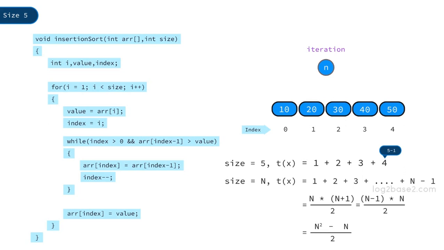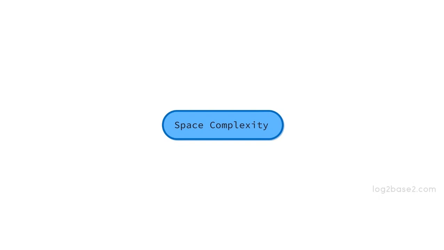Now how can we get the time complexity here? We just have to find the highest exponent, and it is n square here. So the worst case time complexity of insertion sort is order of n square. So that was the time complexity analysis of insertion sort. Now let us do the space complexity analysis.